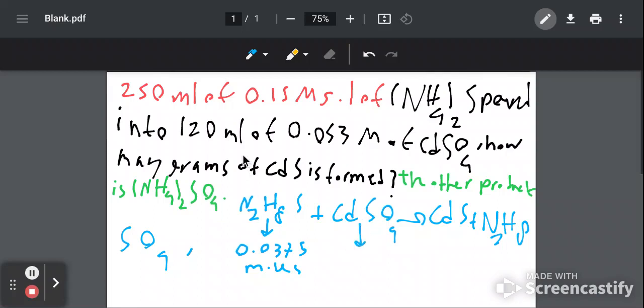Now we can do the same thing with cadmium sulfate. We're given the volume, 120 milliliters, and the molarity, 0.053. If you multiply that and divide by 1,000, since we want it in liters, we get 0.00636 moles. Now, this is basically a two-step problem. We have to find the number of moles of each reactant, but also choose which one is the limiting reagent.